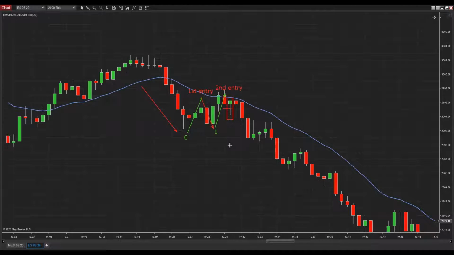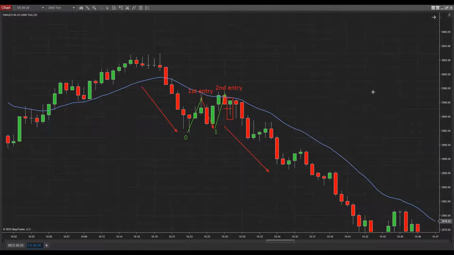After this successful two-legged pullback, we can confirm we are in a strong downtrend. Strong trends is typically where we find the failed two-legged pullback. And this is where they are typically most reliable. Now we will spot a failed two-legged pullback.